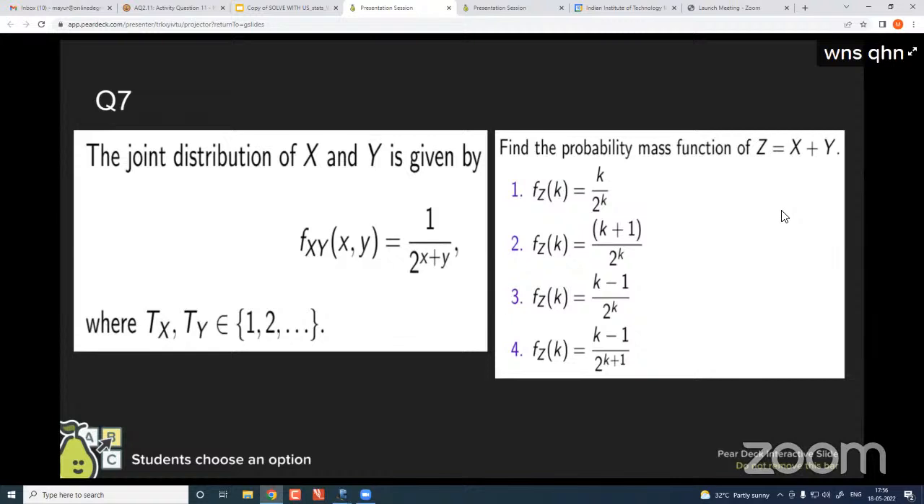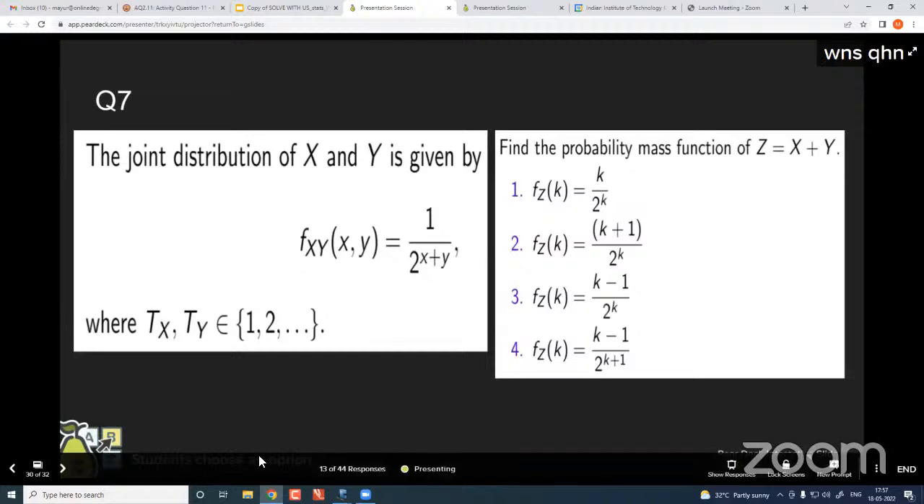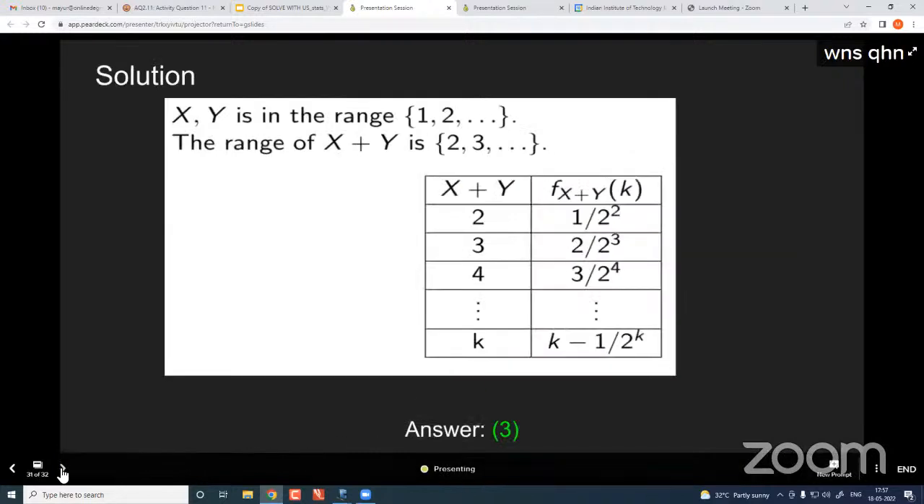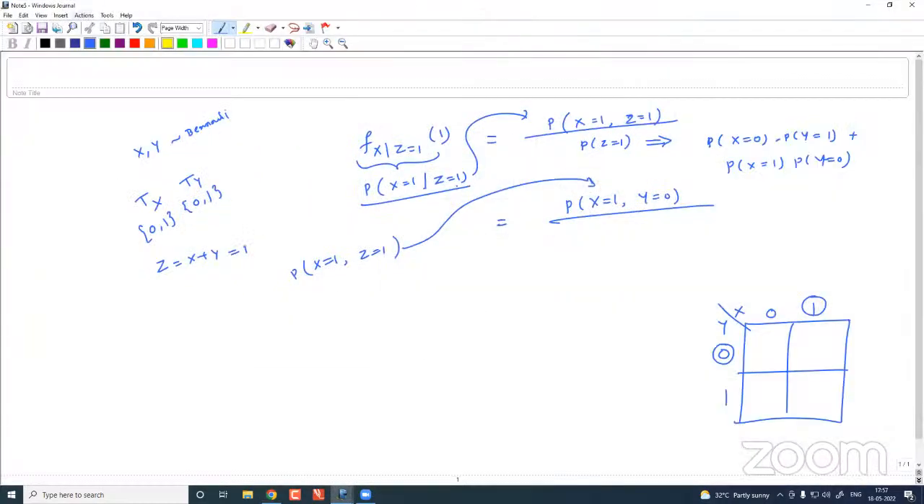Okay, for k? k minus 1, sorry, k minus 1 divided by 2 to the power of k. Then what is the answer? Option 3, right? That is the solution. Not getting, sir? Not understood? Okay, fine. We'll discuss. But I will try to explain in another way now.